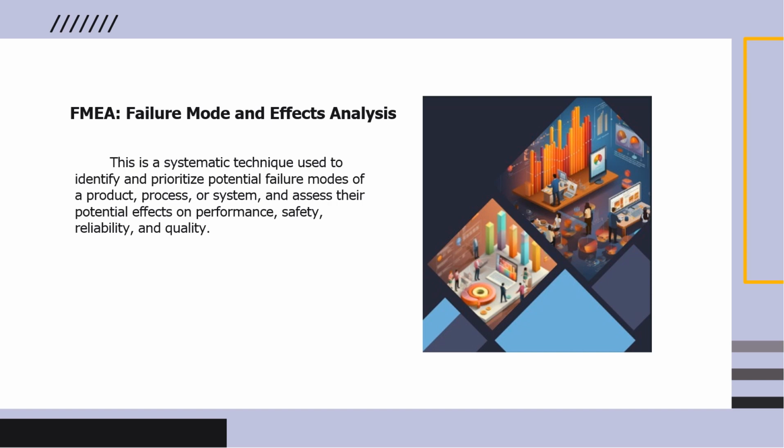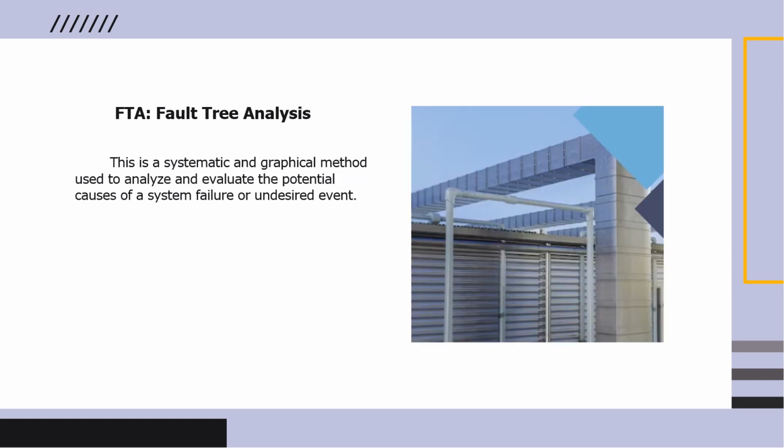FMEA, Failure Mode and Effects Analysis. This is a systematic technique used to identify and prioritize potential failure modes of a product, process, or system and assess their potential effects on performance, safety, reliability, and quality. Next is FTA, fault tree analysis. This is a systematic and graphical method used to analyze and evaluate the potential causes of a system failure or undesired events.